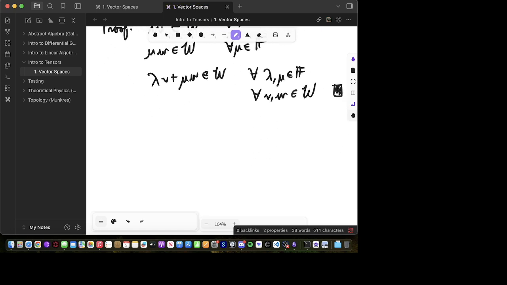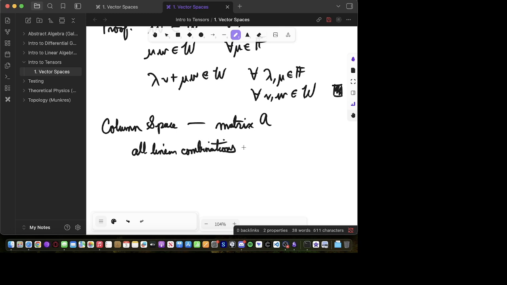So now let's turn our attention a little bit toward matrices and some related topics. So let's talk about a column space. If we have a matrix A, the column space contains all linear combinations of the columns of A.